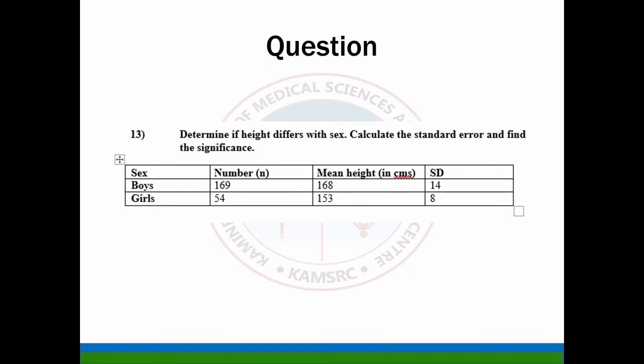Now the third question is, determine if heights differ with sex. So here they have taken the boys and girls heights. Calculate the standard error and find the significance. So you have to answer whether the height differs with the sex or not. Number of boys and number of girls is 169 and 54, that is n. Mean height in centimeters is 168 for boys and 153 for girls. Standard deviation is 14 and 8. So all the values are given.